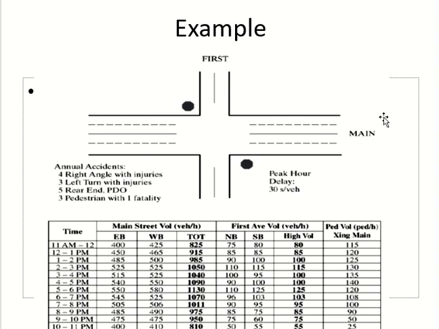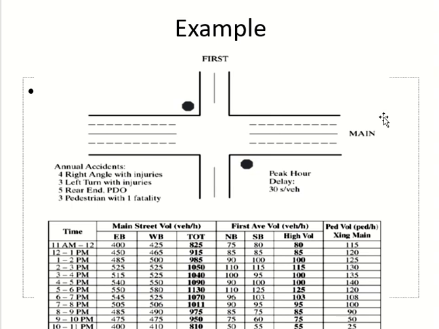Crashes data is given. You have 4 right angle crashes with injuries. This is right angle. Left turning with injuries: somebody taking a left turn, and maybe hitting the vehicle which is coming from here or from the other side. Rear end is this one, one behind the other. And pedestrian meaning the pedestrian was crossing and was hit by the vehicle. So these are the crashes we have. For each one we have a number.